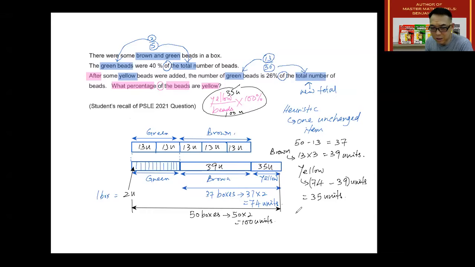So just to make it neater, I'm just going to write it here. So 35 out of 100. These two should be of the same unit type in this case, and then times 100%, which of course is going to give us 35%. And that is the answer to the question.